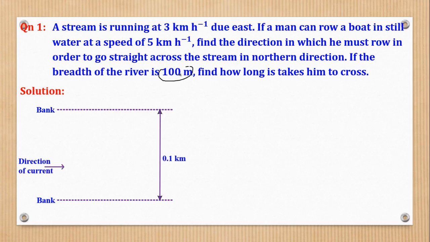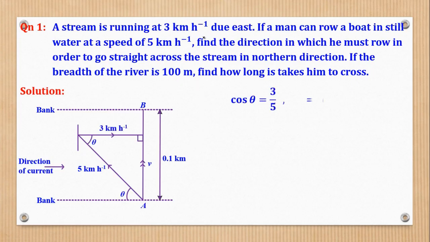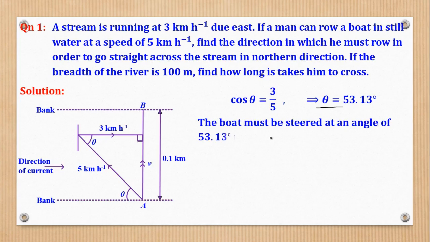So 100 meters in kilometers is the same as 0.1 kilometer. So this will be the resultant velocity, and it will steer his boat upstream at a certain angle, and this will be the velocity in still water. Then the velocity of the current. So I've got our right angle triangle. We can use SOHCAHTOA to get the value of theta. Therefore, the boat must be steered at an angle this to the bank.